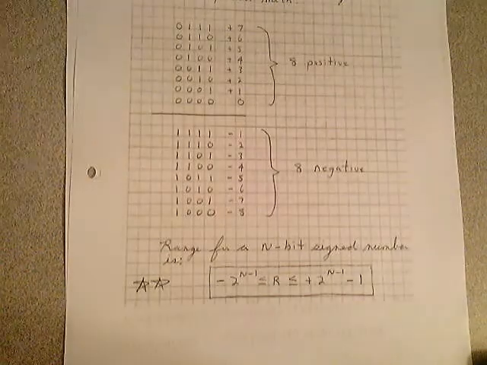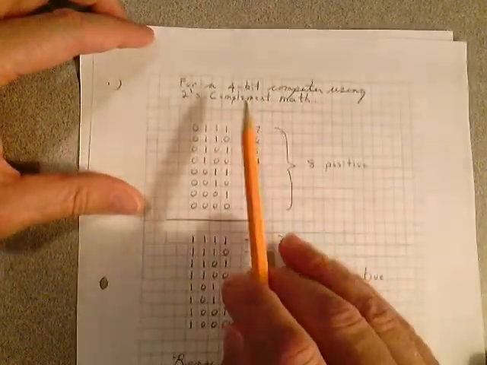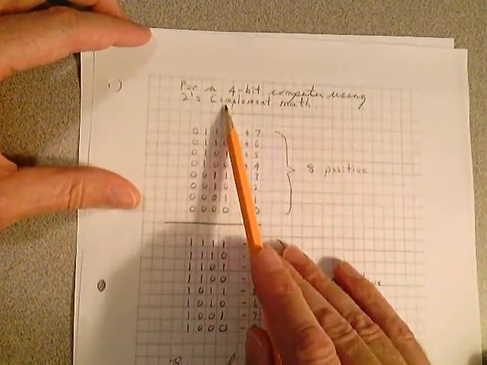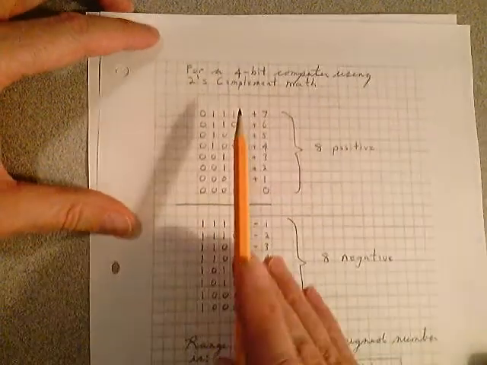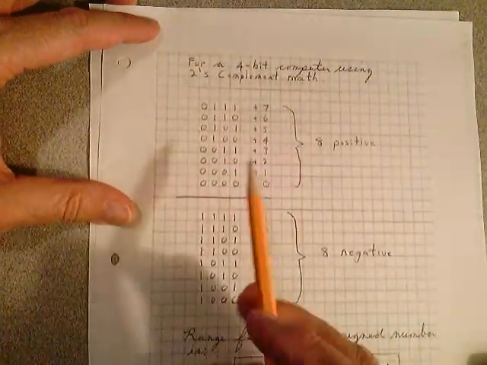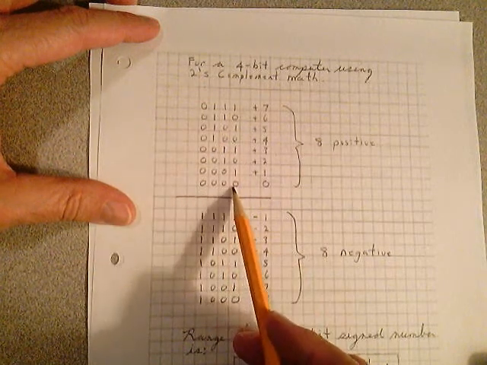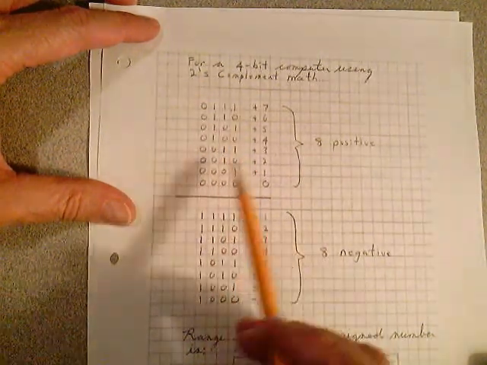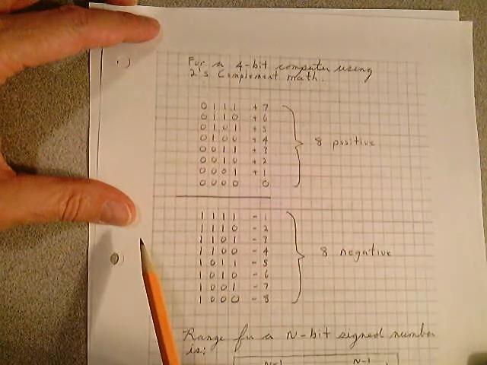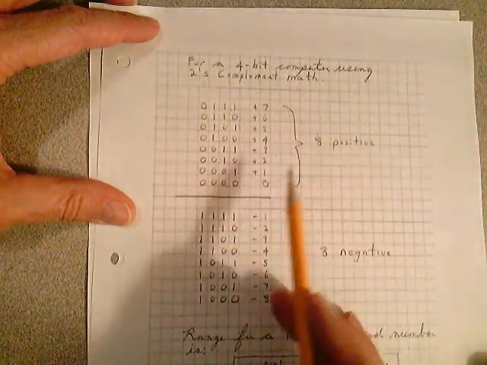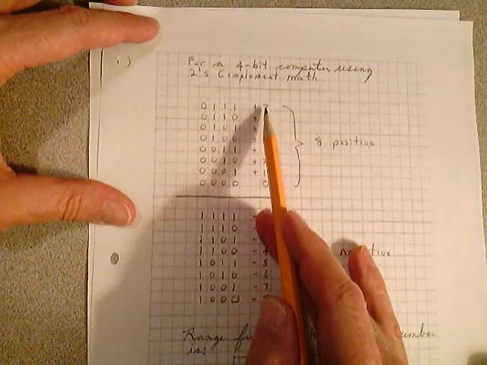On page 257, for a 4-bit computer using 2's complement math, I just showed you all the possibilities here from 0, 0, 0, 0 up to 0, 1, 1, 1. That's 8 different states. That's 8 positive numbers because 0 is the first number through plus 7.